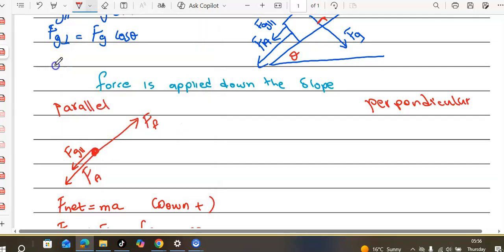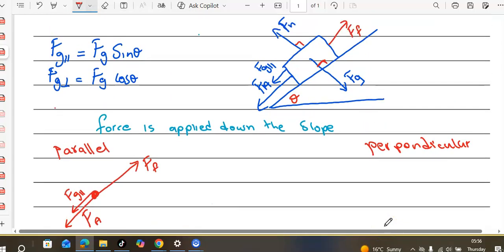So now let's talk about the perpendicular, because I'll need you to draw the free body diagram for perpendicular forces. This is FG perpendicular. So now we have the normal force going up, which is FN, and what else do we have? We have the FG perpendicular going down. So this is the FG perpendicular.